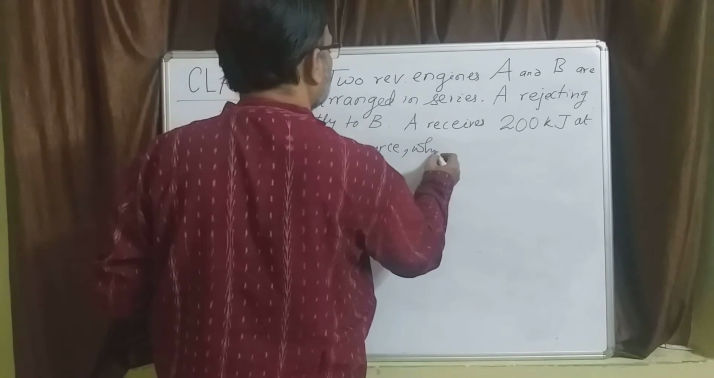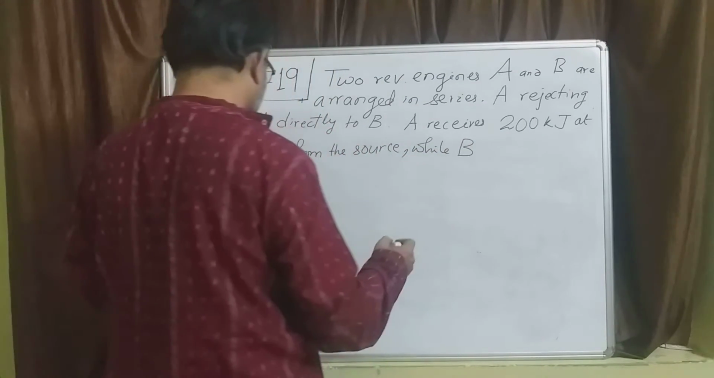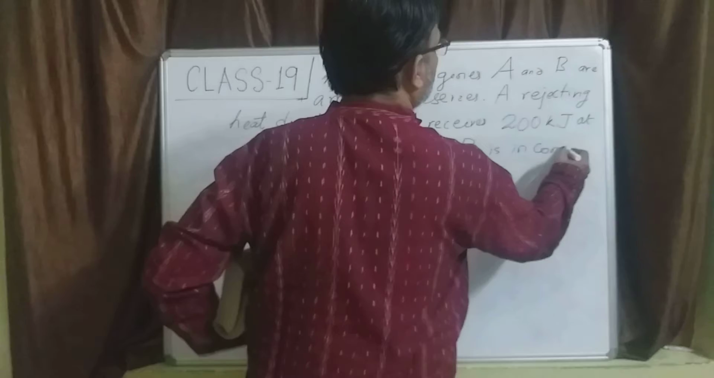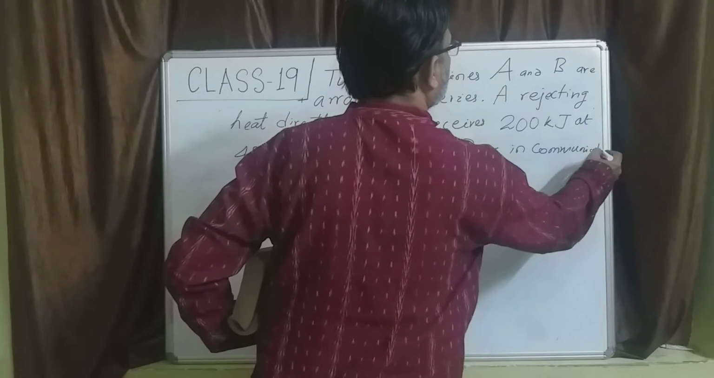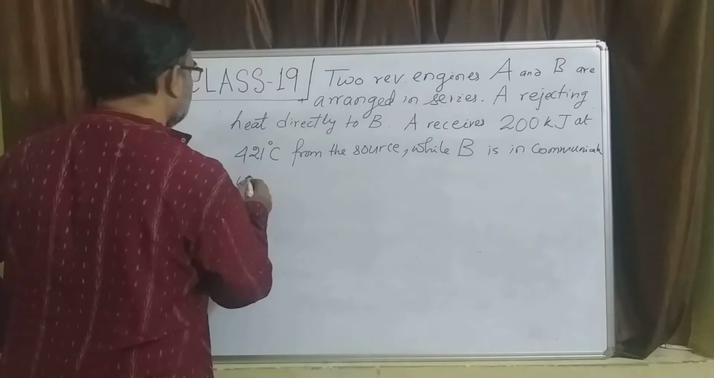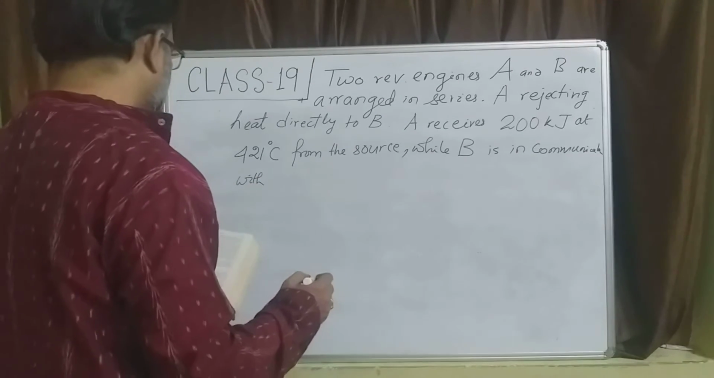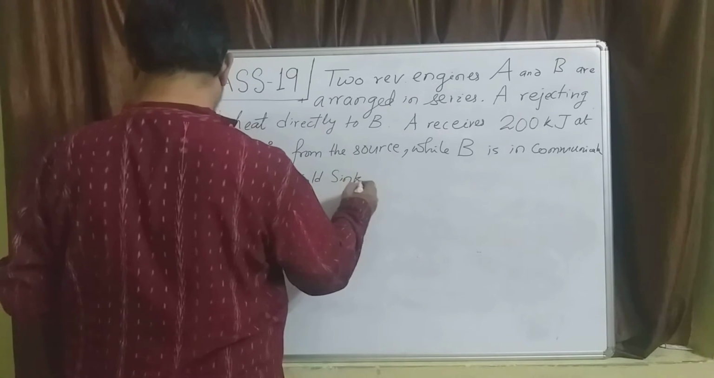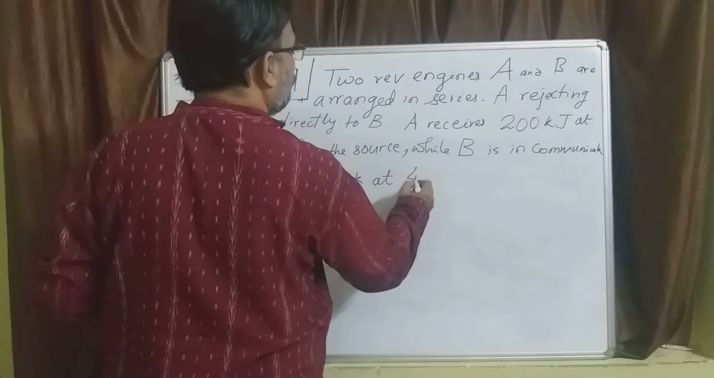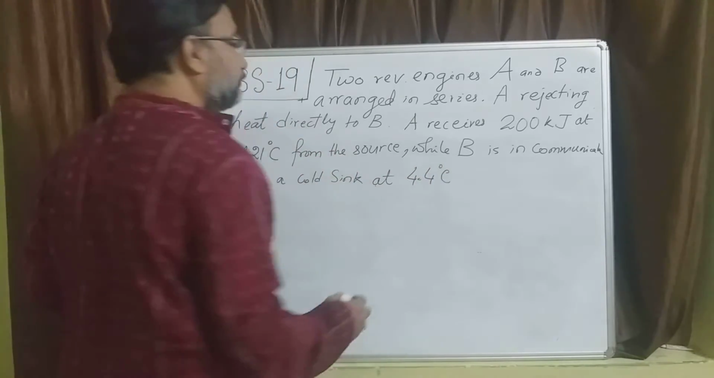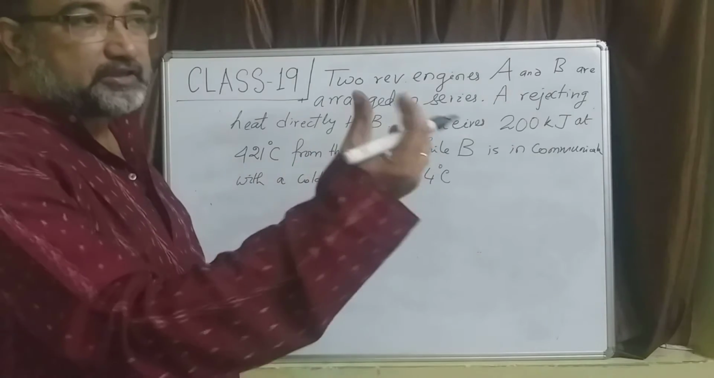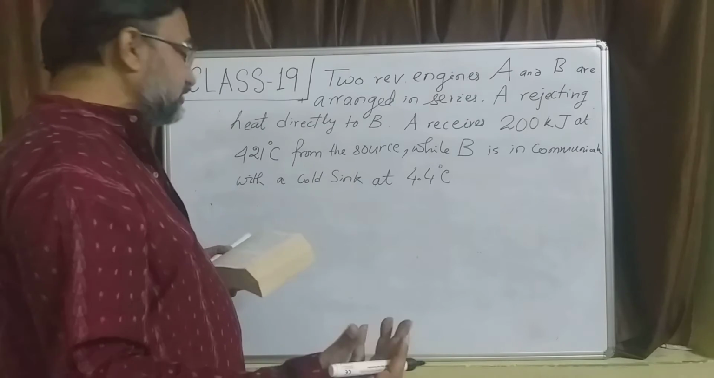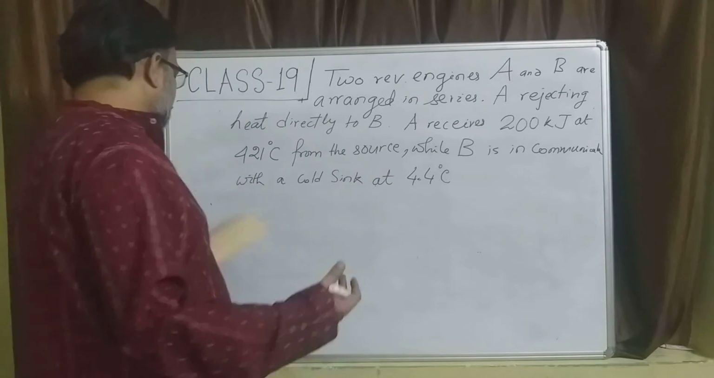While B is in communication with a cold sink at 4.4 degree centigrade. So B has a source and sink. The source is whatever is rejected from A is received by B, and then B has a sink where it is rejecting, and that sink temperature is 4.4 degree centigrade.